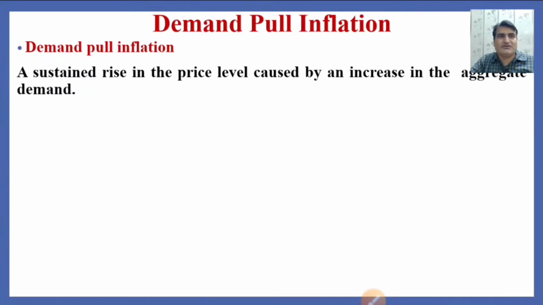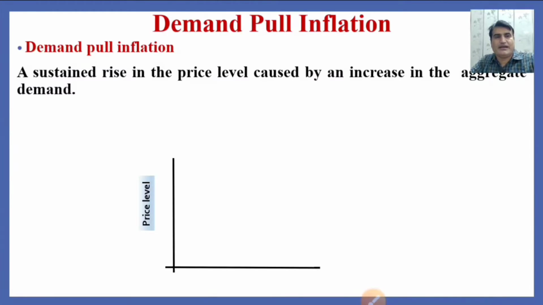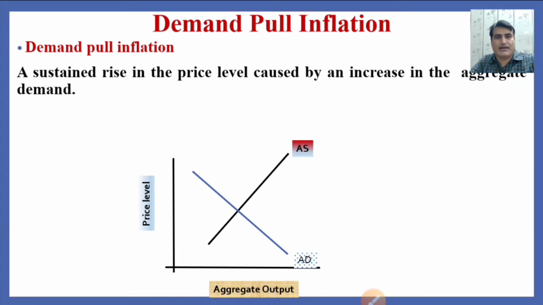As we know, inflation means a sustained rise in the general level of price. So demand pull inflation means a sustained rise in price level caused by an increase in the aggregate demand curve. The price level is measured on the y-axis and aggregate output is measured on the x-axis. This is the aggregate demand curve and this is the aggregate supply curve. Aggregate demand and aggregate supply intersect at point E.